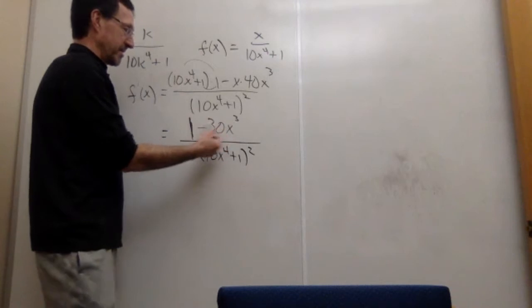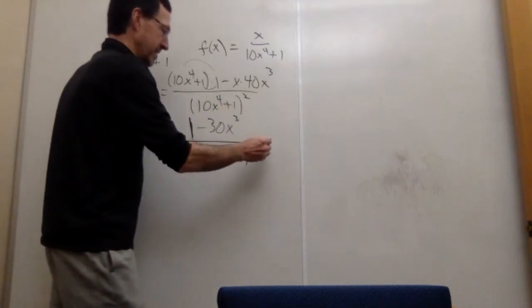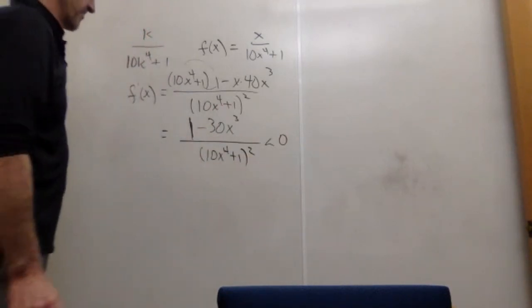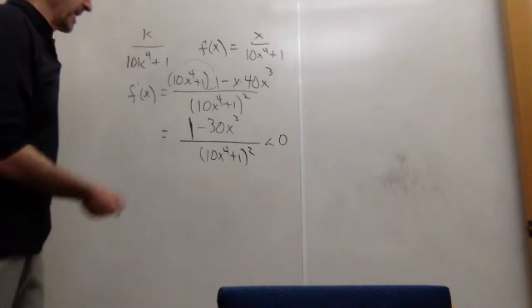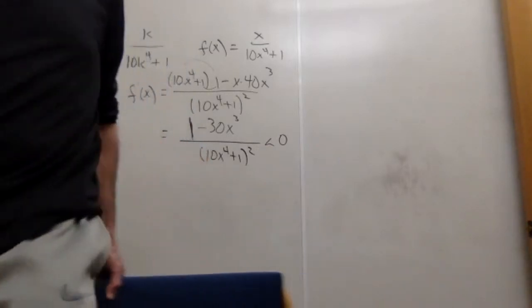If x equals 1, this is a negative number, and it's going to stay negative forever. So this is less than 0 for all x's bigger than or equal to 1, and therefore this is a decreasing function. That's why they use the derivative, to verify that third condition.